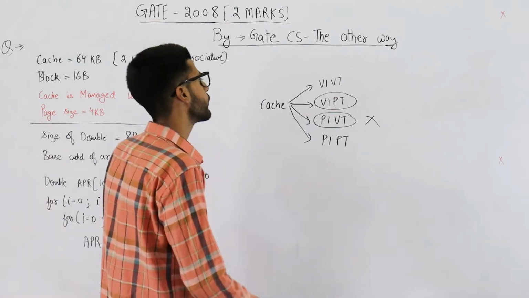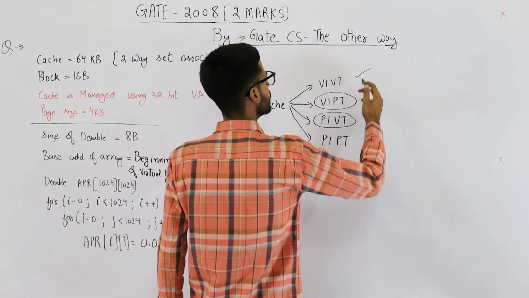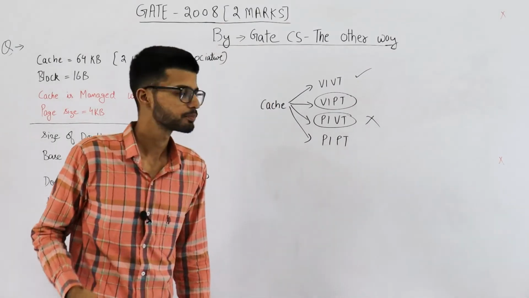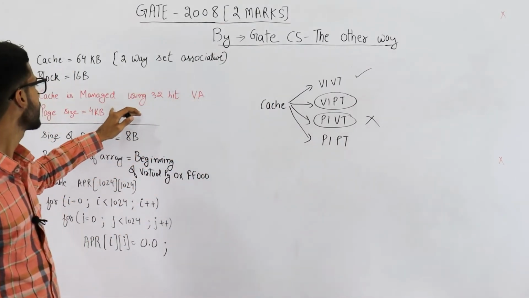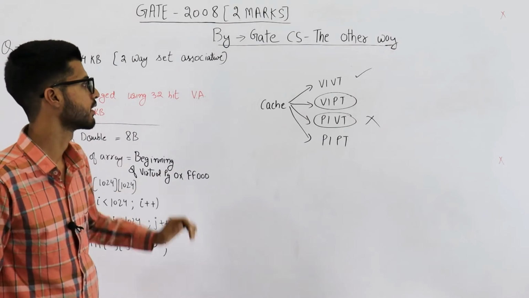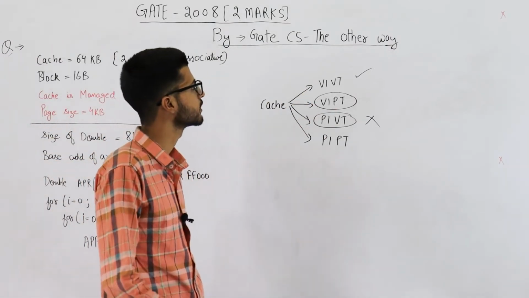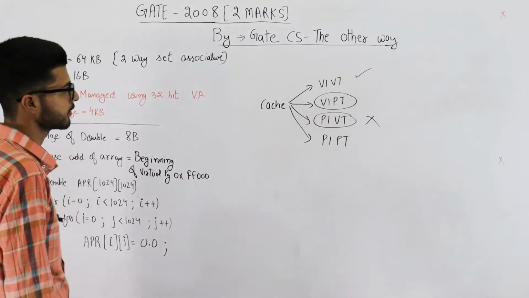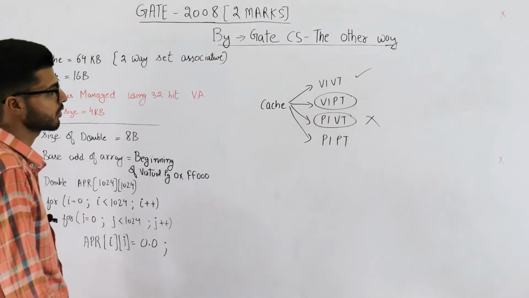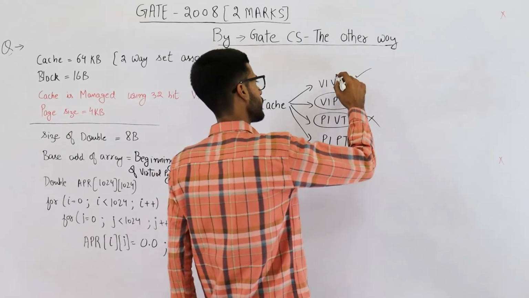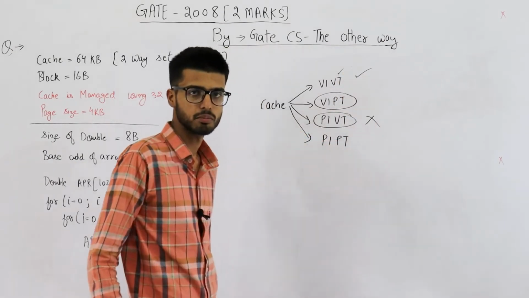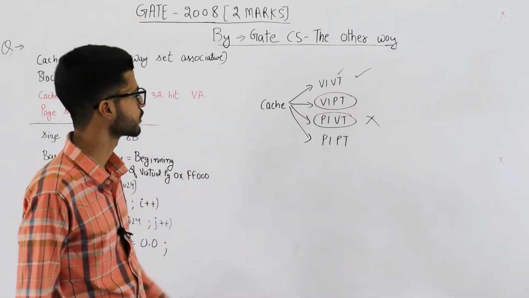Also, this question is regarding VIVT. How do I know this? Because they're saying the cache is managed using virtual address. So it is virtually indexed. Also, they're asking something related to the tag directory. Hence, we need to know the size of the tag. That means it also has to be virtually tagged because the only data given is related to the virtual address.